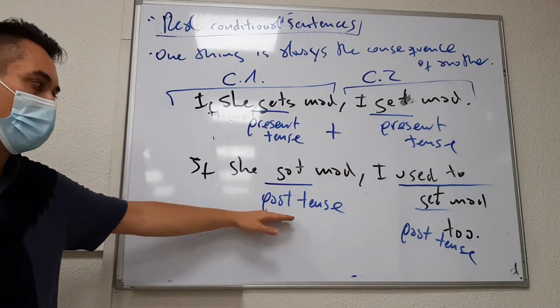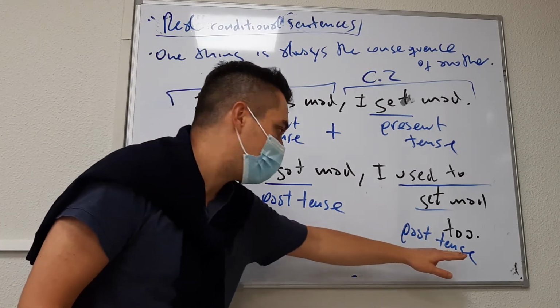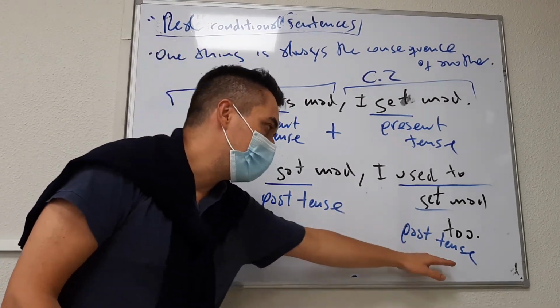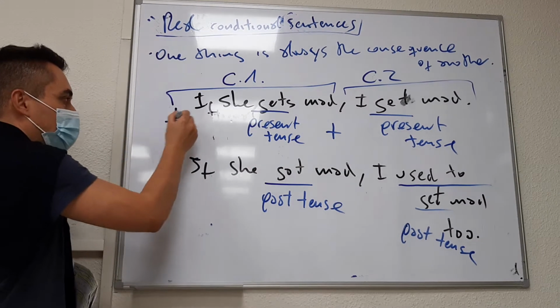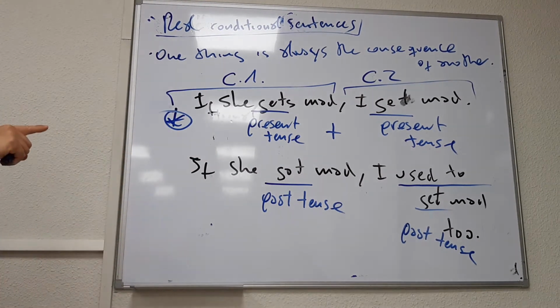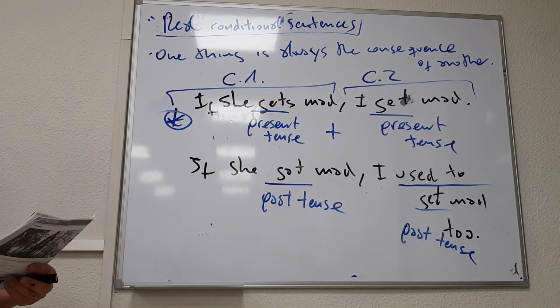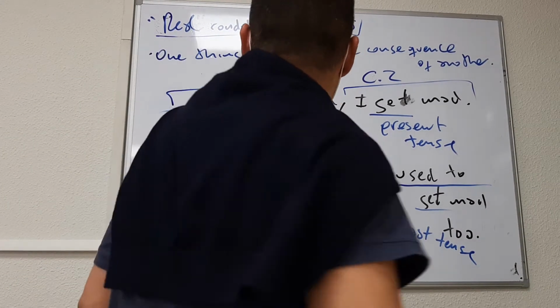But you can have it also in the past. Past simple, or any past tense, and any past tense. One thing always the consequence of the other. This is the most typical one, and you can also call it zero conditional. So far so good. Let's move on.